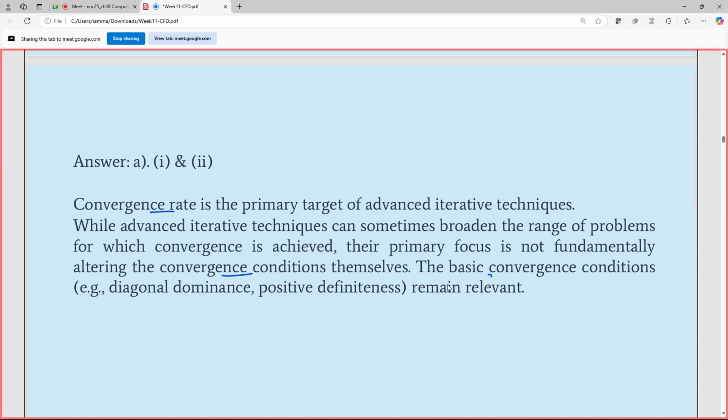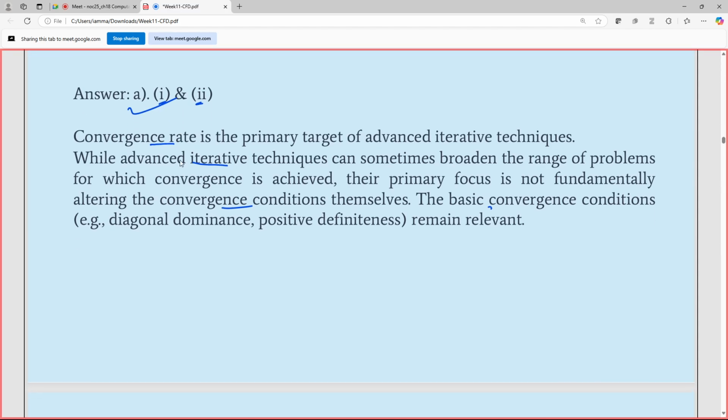The basic convergence conditions such as diagonal dominance and positive definiteness will remain relevant, even after we have applied some advanced iterative techniques. So the second one, that is convergence rate, is the primary target. In doing so, some of the additional convergence conditions also may get altered. So from among the statements, we can choose option A, that is statements 1 and 2. Moving on to the next question.